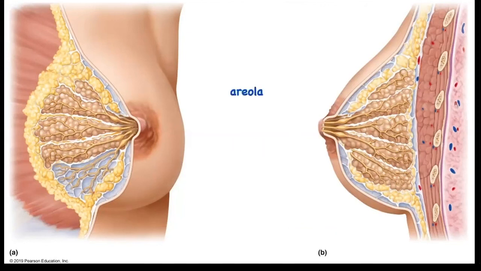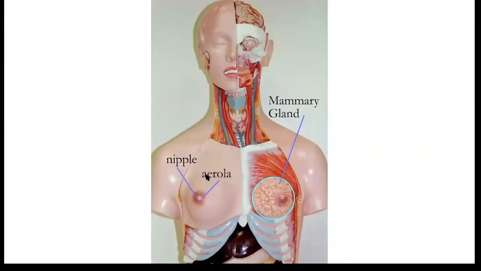Surrounding the nipple is a pigmented area called the areola. It has enlarged sebaceous or oil glands. The oil from these glands helps keep the nipple moist, preventing it from cracking. This model shows the external structures of the mammary gland, the areola, and the nipple. Deep to the skin is the mammary gland.